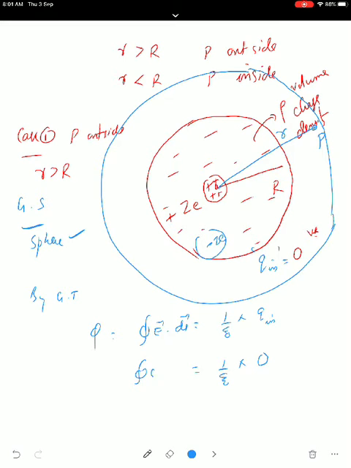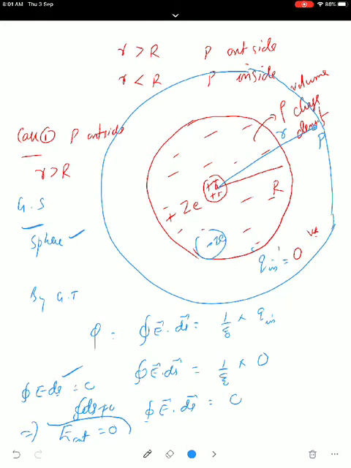So closed integral E dot ds is equal to 0. You can take it as closed integral E ds is equal to 0. Area cannot be 0 there. Total area is not 0, there is a Gaussian surface. So the electric field outside is equal to 0. There is no electric field outside the atom.